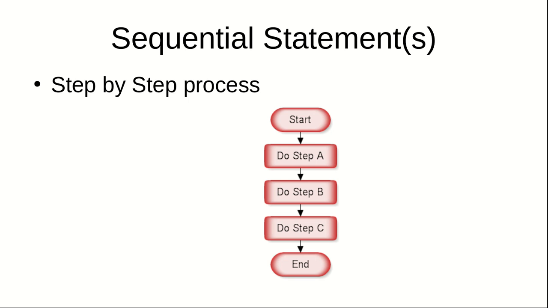A sequential statement is a step-by-step process to execute the program. That is, look at this following flowchart. So we do step A, after step A we do step B, after step B we do step C, right? So here the flow is one after another, right? A, B, C, then end the program. So a sequential statement is a step-by-step process to execute the program, right?